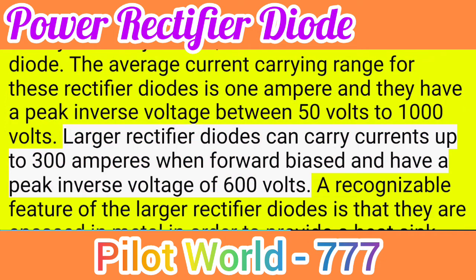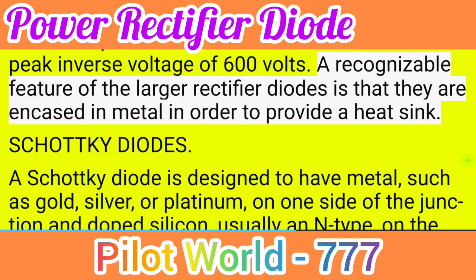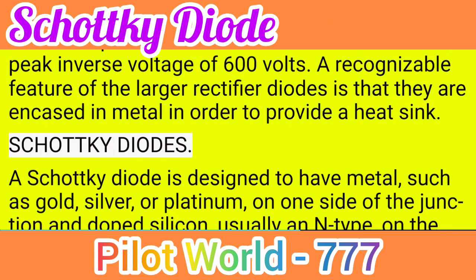Larger rectifier diodes can carry currents up to 300 amperes when forward biased and have a peak inverse voltage of 600 volts. A recognizable feature of the larger rectifier diodes is that they are encased in metal in order to provide a heat sink. Schottky diodes.